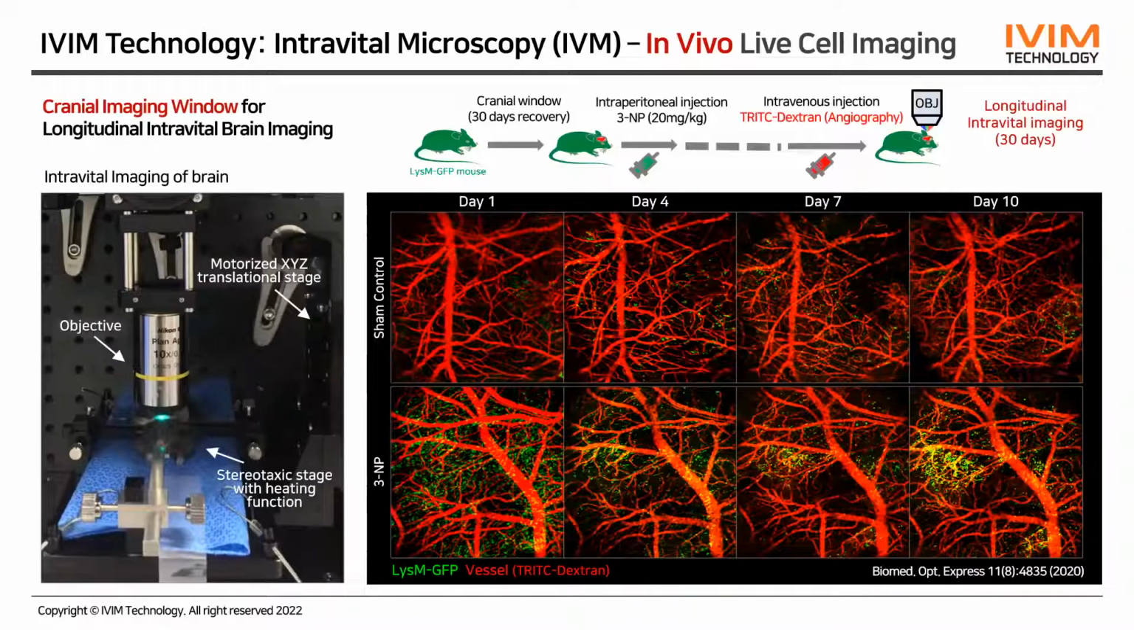This is one example of in vivo brain imaging utilizing a cranial imaging window. Brain neuroinflammatory responses were induced by 3-NP chemical injection in a lysozyme GFP transgenic mouse model. After induction, lysozyme-expressing leukocytes are densely located at specific sites over time.